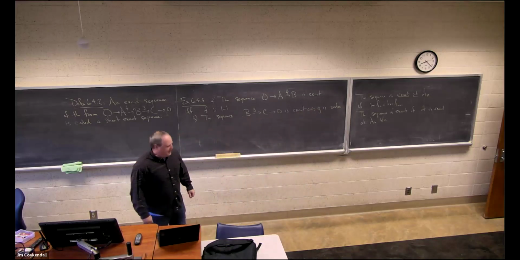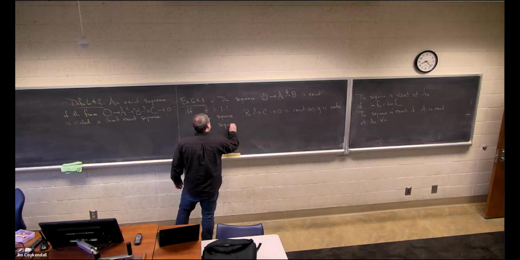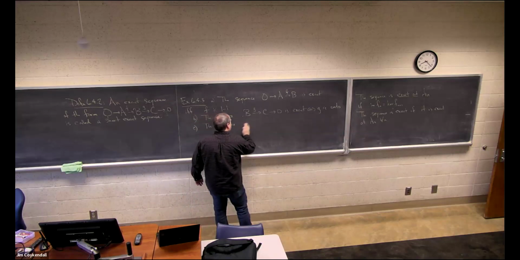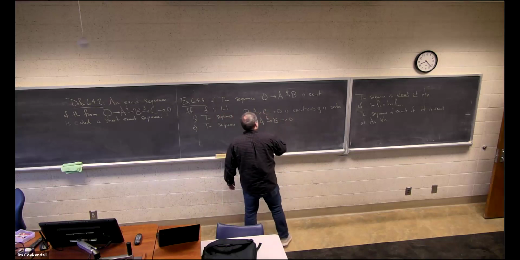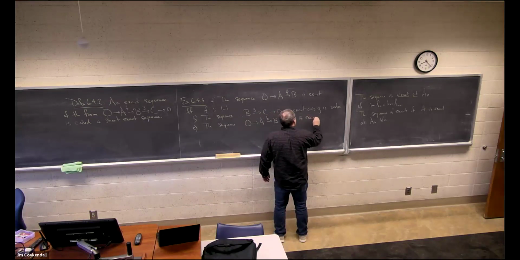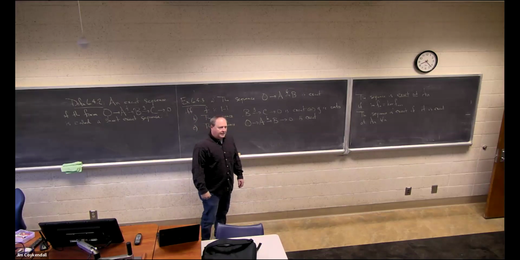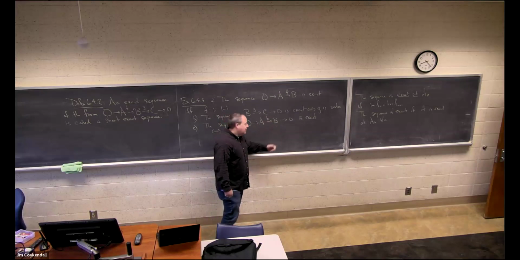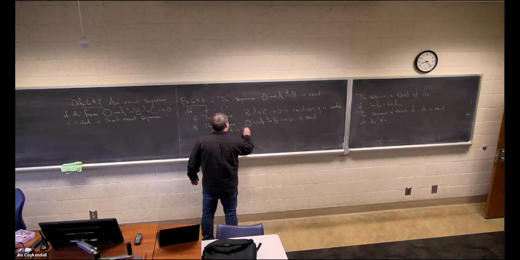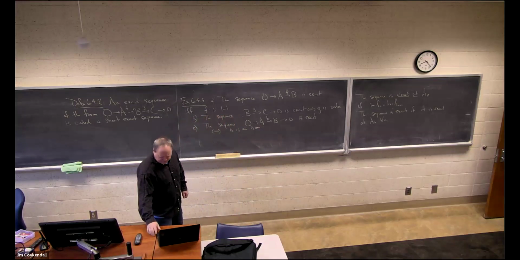And what about this? Because by the first one, H has to be 1 to 1, and by the second one, H has to be onto. H is an isomorphism.